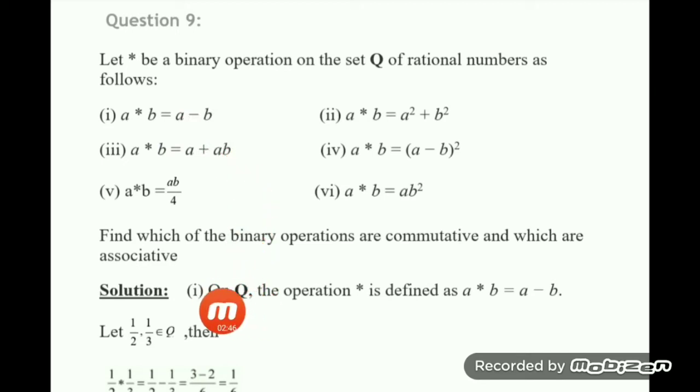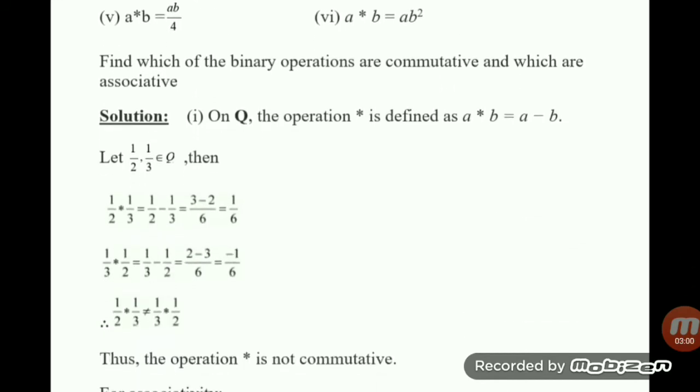For that purpose, first I'm writing the function. Your set is Q, the set of rational numbers, and the operation is defined by A star B is equal to A minus B. First, always write down what is given. After that, I'm taking any two rational numbers. Here I'm taking half and 1 by 3. You may take 1, 2 also, because 1 and 2 are also rational numbers. That will give you the calculation easily.